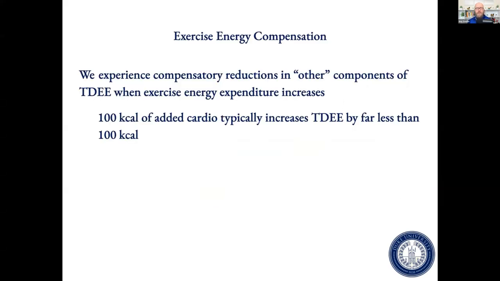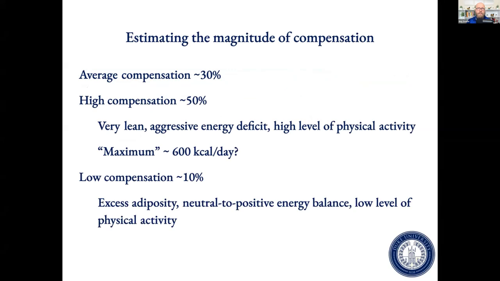So the idea with exercise energy compensation is that we experience compensatory reductions in other components of energy expenditure when exercise energy expenditure increases. So putting that quantitatively, if we increase our cardio by 100 calories per day based on mathematical predictions, our total daily energy expenditure may only increase by maybe 50 or 70 calories per day.